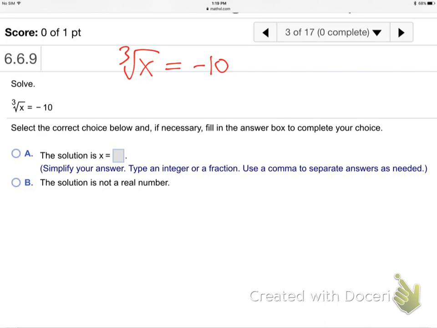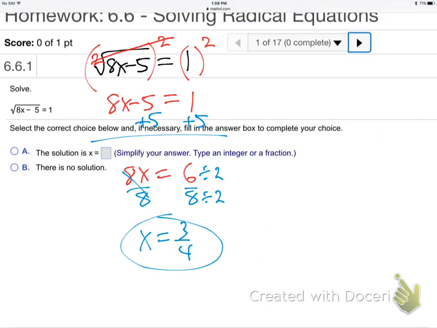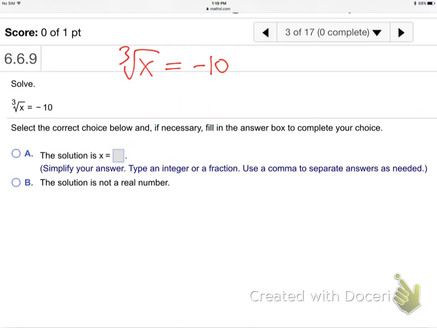Just like on the other ones, I was 2 powering them, right? Because right back here, this had nothing in the hook, which really meant a 2, and so I 2 powered both sides. Same thing on the other one. There was really a 2 in the hook, so I 2 powered both sides. This one has a 3 in the hook, so we're going to 3rd power both sides. Whatever's in the hook, you just do that power, and that cancels it out.